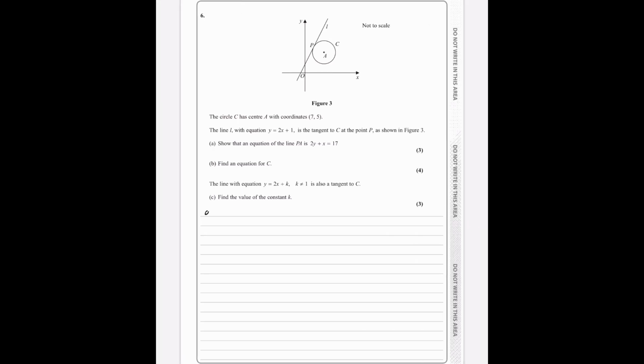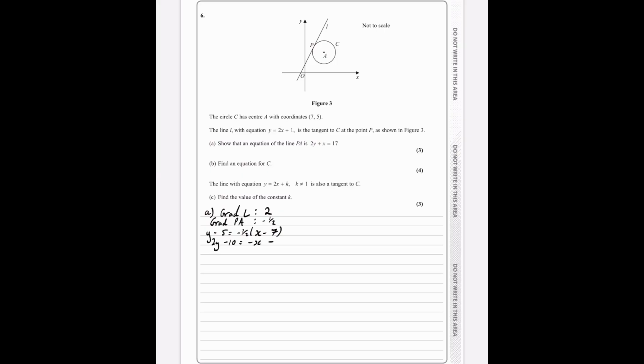Question 6. This is a coordinate geometry question. So first of all, we want to find the line PA. Well, we know that the line PA is going to be perpendicular to the line L. So the first thing I'm going to do is notice that the gradient of the line L is 2. Therefore, the gradient of our line PA, passing through P, is going to be negative a half. It's the negative reciprocal of 2. Then plugging it into y minus y1 equals m times x minus x1, we'll get y minus 5 equals negative a half, lots of x minus 7.